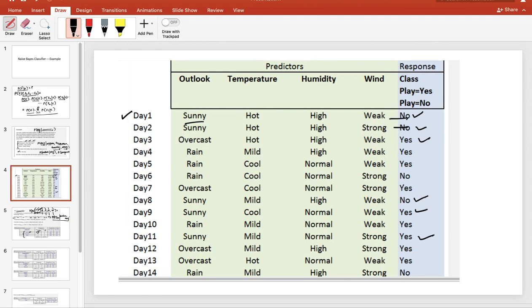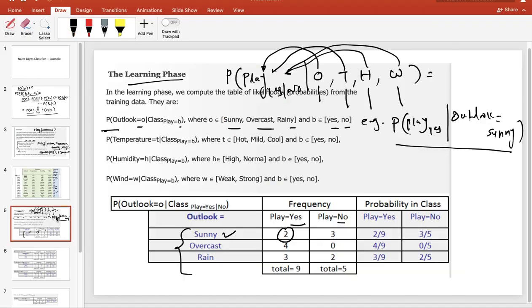This one, and this one. 3 times we did not play when the outlook is sunny. So we did not play thrice, right? Similarly, when the outlook is overcast, we played 4 times. This can be seen from the table given. When the outlook is rainy, we played 3 times, and we did not play twice. So we played 9 times in total, and we did not play 5 times, right? With various outlook conditions, we played 9 times and we did not play 5 times.